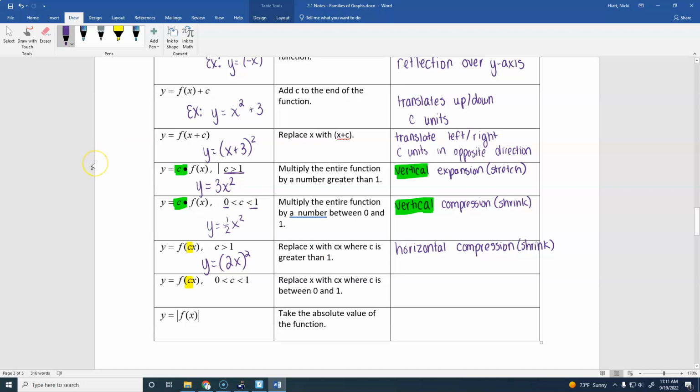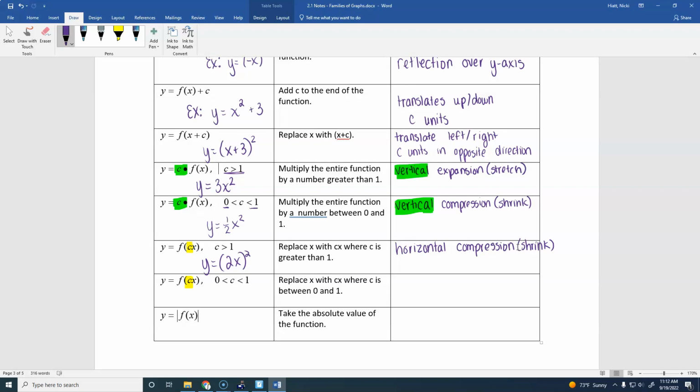Whereas vertical is just straight what you expect. If you put a plus 3 on the outside, it moves it up 3. If you multiply by 3, a big number, it makes it bigger. It stretches, okay? So this is horizontal compression. You need to think x-axis here. So that means you're taking your x-axis and you're squishing it, right?